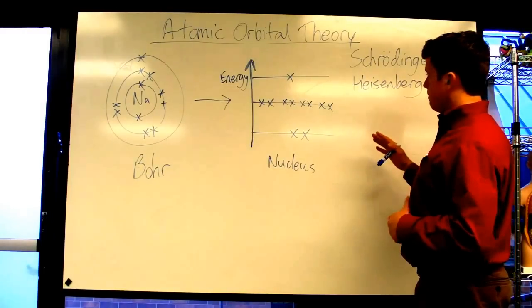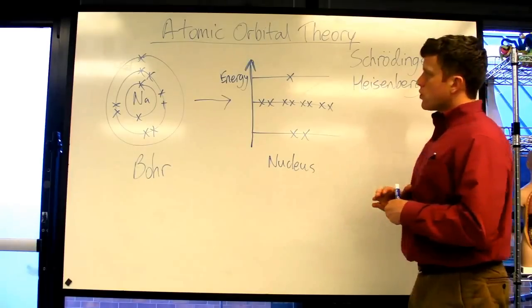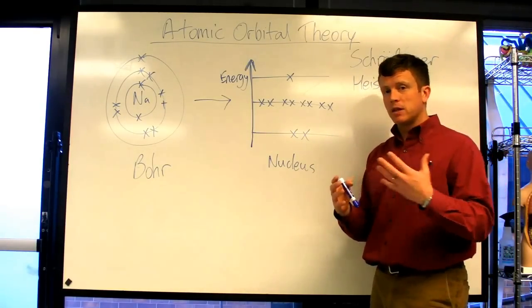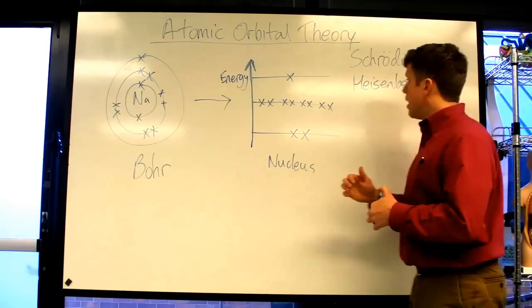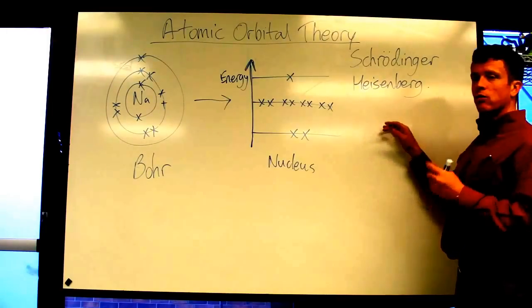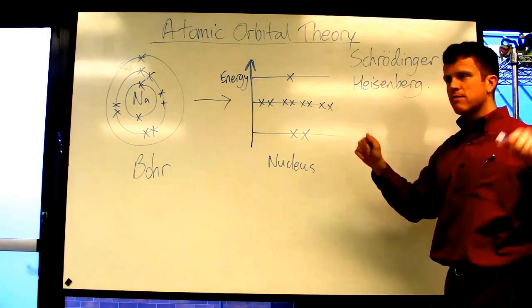So, the idea of energy levels. Other scientists contributed to this modern development in orbital theory. Two of the biggest people are Schrödinger and Heisenberg. If you watch Breaking Bad, Heisenberg is Walter White's alias.